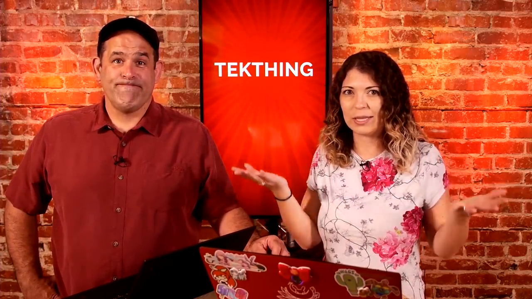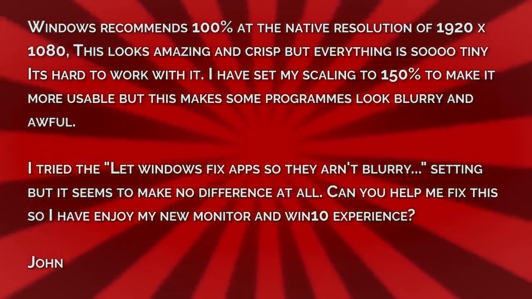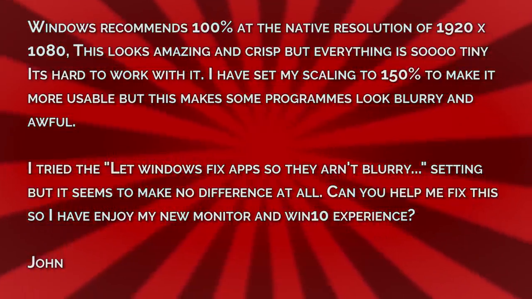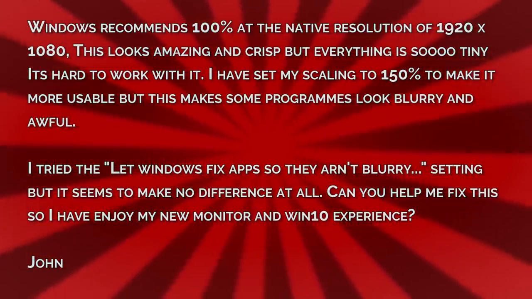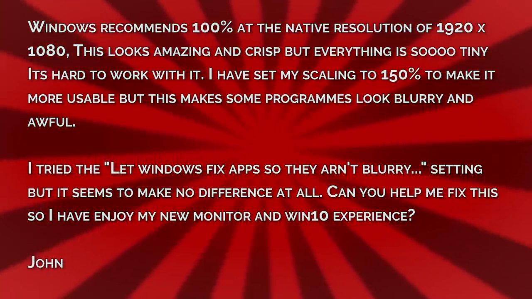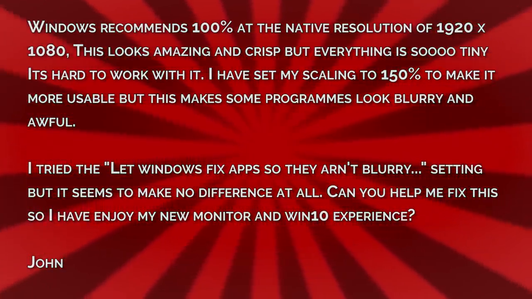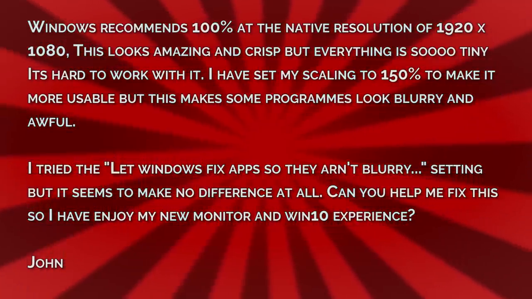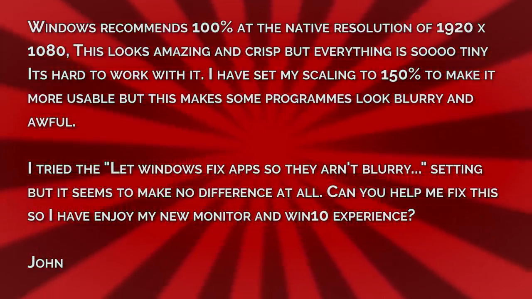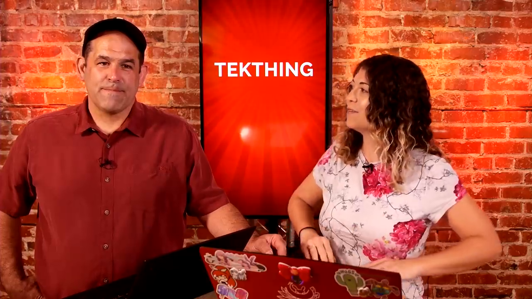John is having problems with Windows 10 and apps that look blurry. That's a weird thing. He writes in, Windows recommends 100% at the native resolution of 1920 by 1080. This looks amazing and crisp, but everything is so tiny, it's hard to work with it. I have set my scaling to 150% to make it more usable, but this makes some programs look blurry and awful. I tried the Let Windows Fix Apps So They Aren't Blurry setting, but it seems to make no difference at all. Can you help me fix this so that I can enjoy my new monitor and Windows 10 experience? From John. Oh boy. How do you fix this, Patrick?